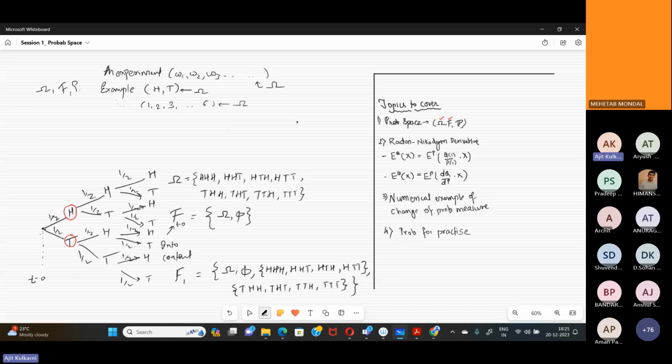If there's any question, people can go ahead and ask. Okay, so simply I'll name this set as AH, and I'll name this set as AT. So AH, I can call it HHH, HHT, HTH, and HTT.